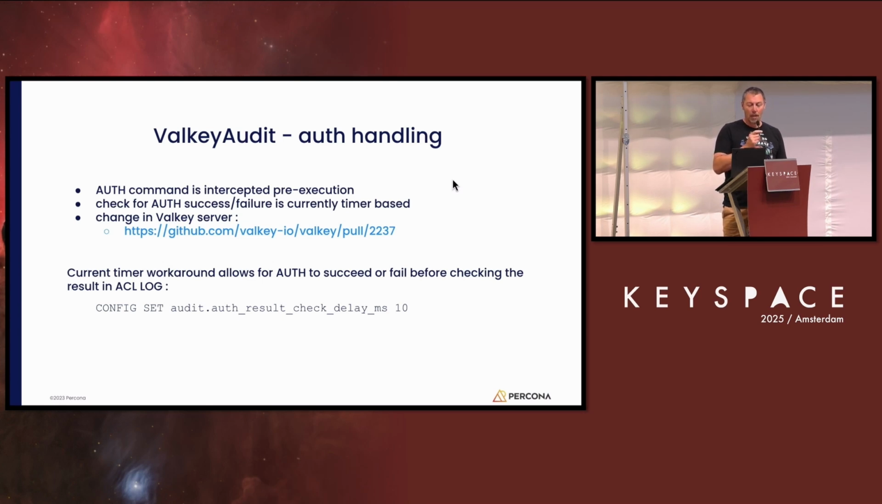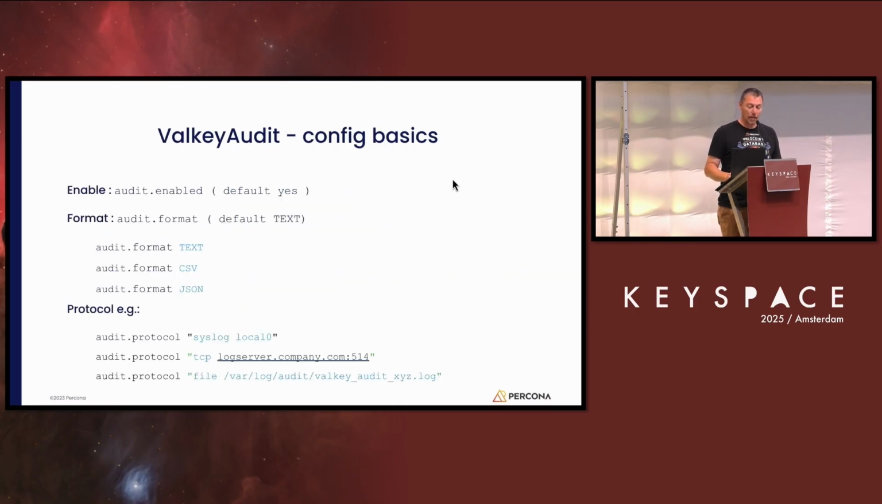So now we can check, because from a module point of view, there's an authentication attempt, but you don't know if it's successful. You can go and query the ACL log, but then you have to wait until that's happened. So at the moment, it's done with a timer delay, but with the pull request, we can just do a callback and find out, was it successful, yes or no? So that's the authentication handling piece.